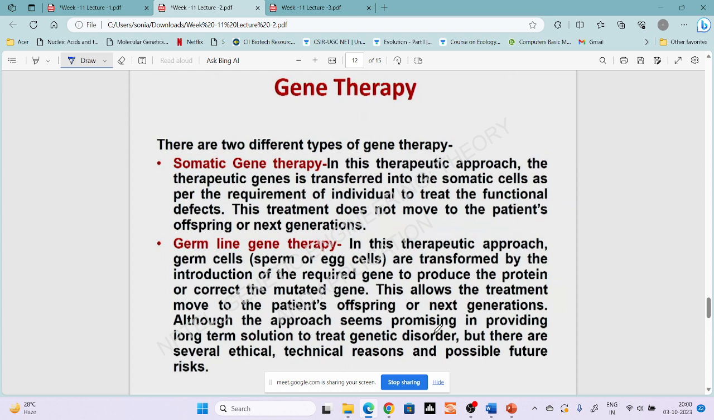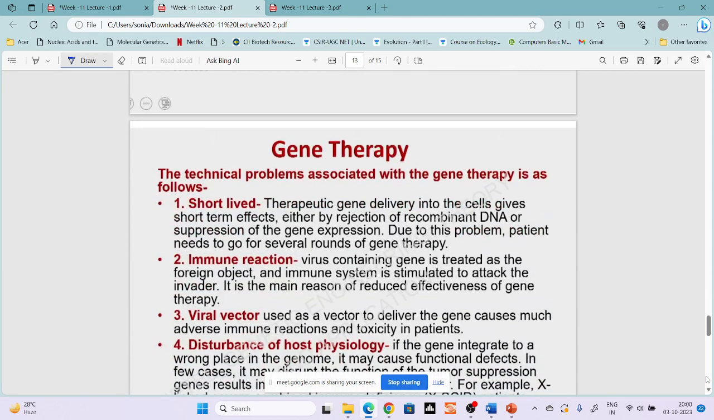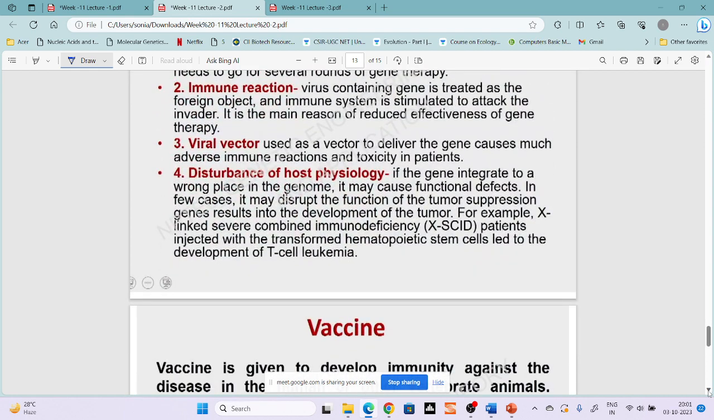Okay, but germline gene therapy is not a very promising approach because of the various risks and constraints. So mostly somatic gene therapy is the better choice, or the more researched and studied topic. Then these are some of the problems associated with gene therapy. You can just go through it. They are short lived, they can have some immune reactions, and it can disturb the host physiology and all.